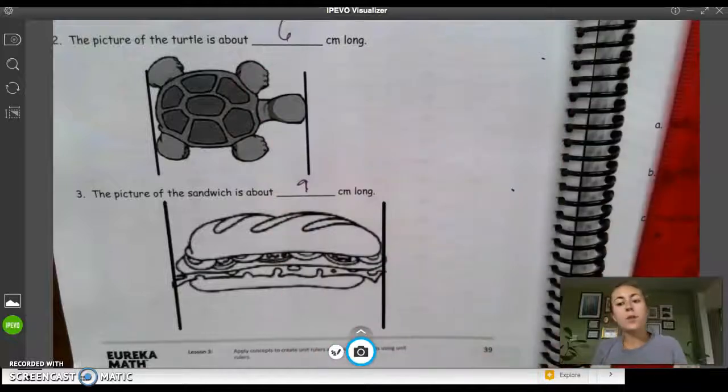So on the next question, you're going to be asked where you should start measuring on a ruler, and you're going to have to circle it. After that, you're going to be asked a series of questions with different objects, and you're going to have to think in your brain, what should I measure this object with? Should I measure it with centimeters, or should I measure it with meters?